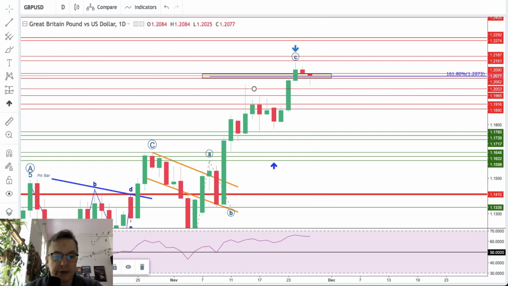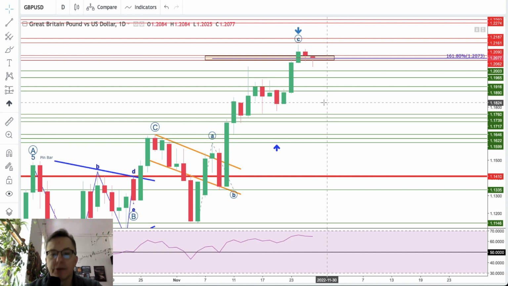So let me just change this color to green, so there is no confusion. The other support is 1.1965, so there you go. This is the other support. Plenty of supports here. 1.1916 is another support, and the last one in that situation is 1.1890. So this is the wall of technical support right now.